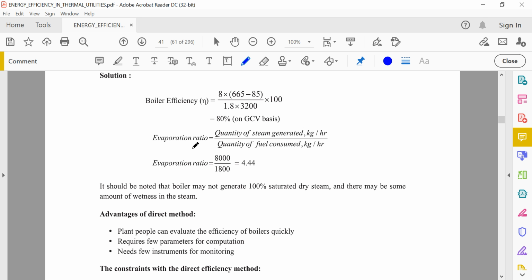Evaporation ratio is also another term, that is basically the quantity of steam generated in kg per hour divided by the quantity of fuel consumed, also in kg per hour. So here we are getting 4.4 kg of steam per kg of fuel.